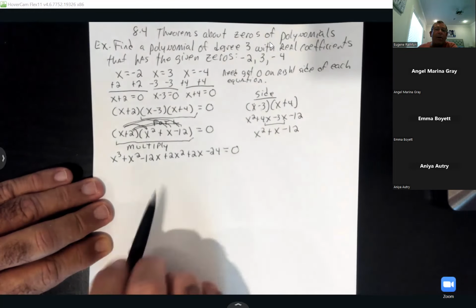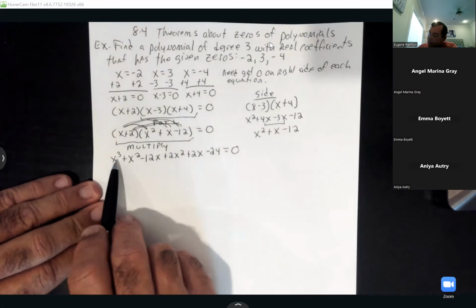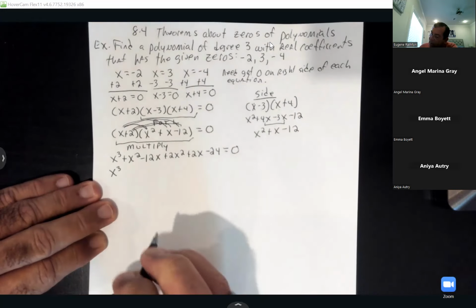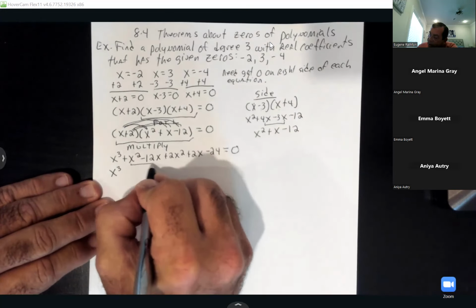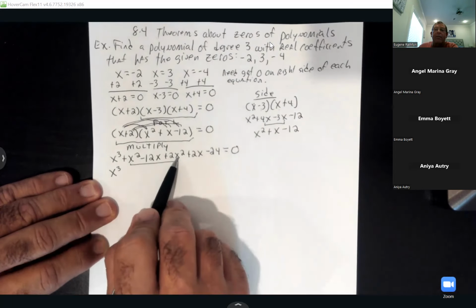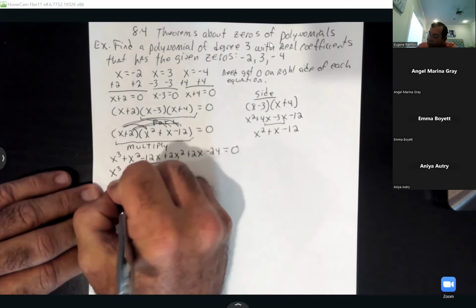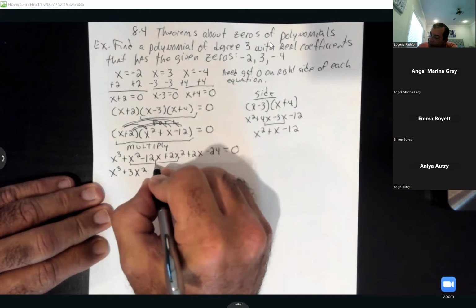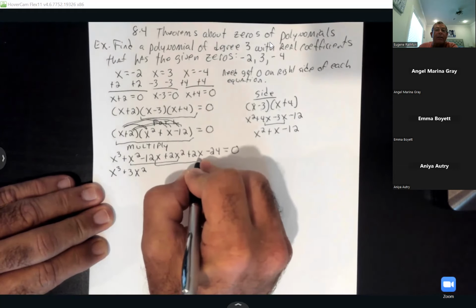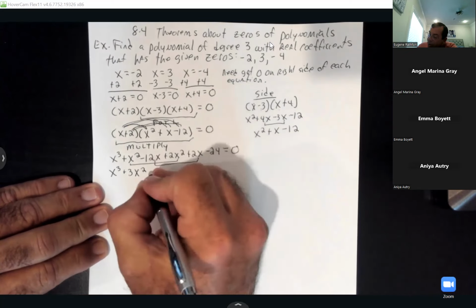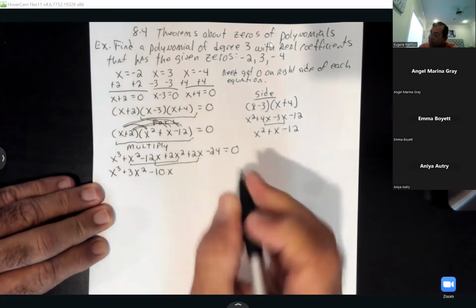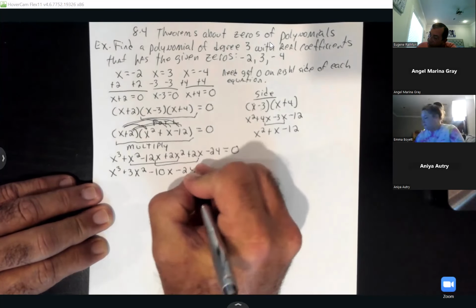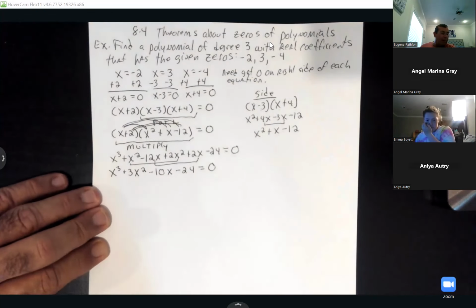At this point, all we can do is add like terms. So the x to the third has nothing to add to, so bring down the x to the third. You got an x squared here. It'll add to the 2x squareds. So 1 plus 2 is going to give us 3x squared. This negative 12x will add to that positive 2x. So negative 12 and positive 2 give you a negative 10x. And the only other thing I got left is that minus 24, all equal to 0.